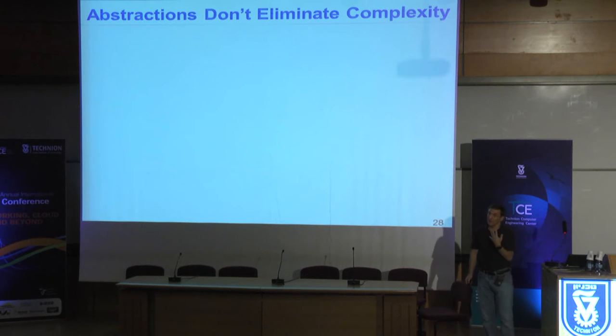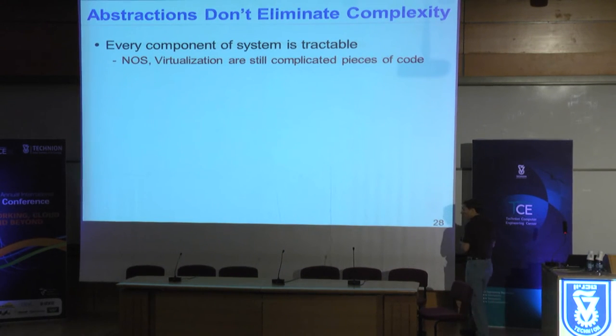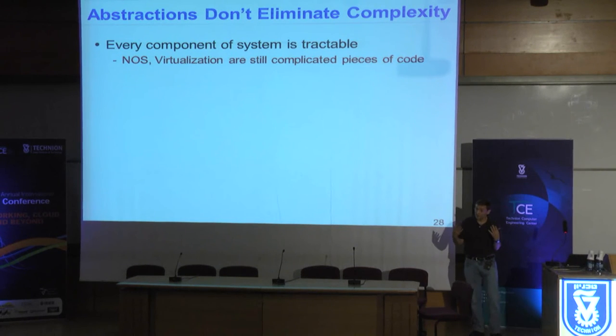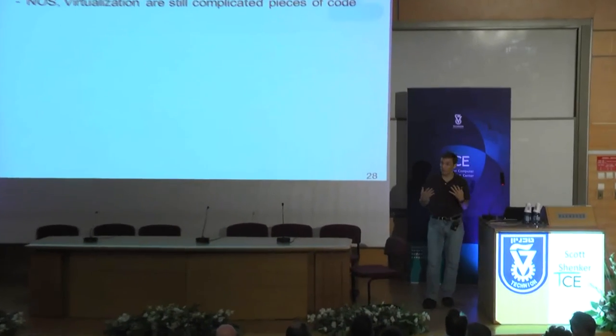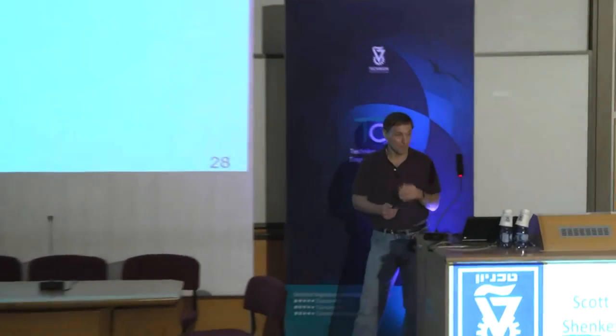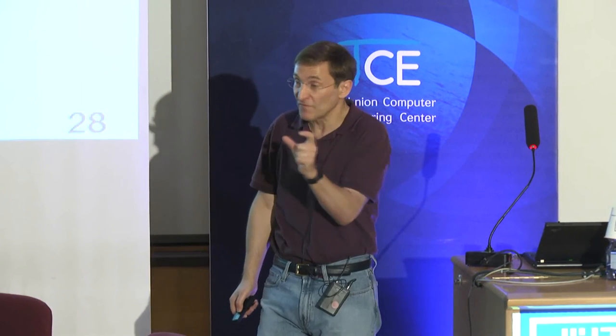One of the things to keep in mind is that abstractions don't eliminate complexity. They just move it around. So every component of the system that I just described is tractable. But the virtualization layer and the network operating system layer, those are complicated pieces of code. Those are not simple to get right. So what is SDN's achievement if it's not to eliminate complexity? It is to put it in the right place. That is, it simplifies the interface to the control program. So the control program now has a very simple job, which is specify what we want to have happen on a very simple network. The complicated part of the job is in the reusable code.